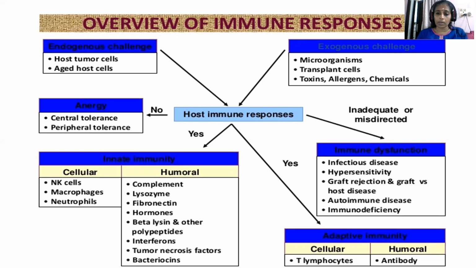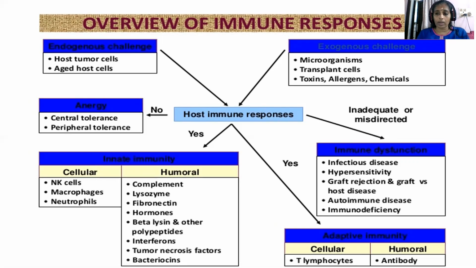There are a few immune responses which help to abate these foreign pathogens or foreign bodies in our body. There are two major types of immune mechanisms, innate immunity and adaptive immunity. Innate immunity is further classified into two types: cellular immunity and humoral immunity. Cellular means cell mediated and humoral means antibody mediated.